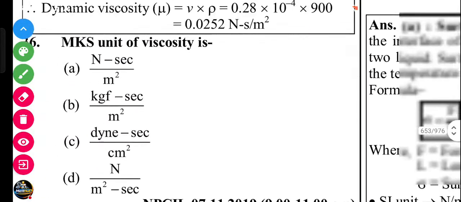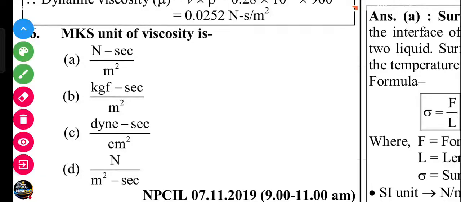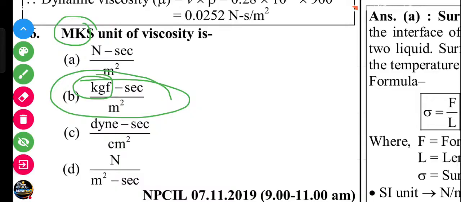MKS unit of the viscosity. What is the MKS unit of the viscosity? Newton second per meter square, kgf second per meter square. We know that in MKS unit, the unit of the force is kgf, so here kgf second per meter square is given, so B is the answer.